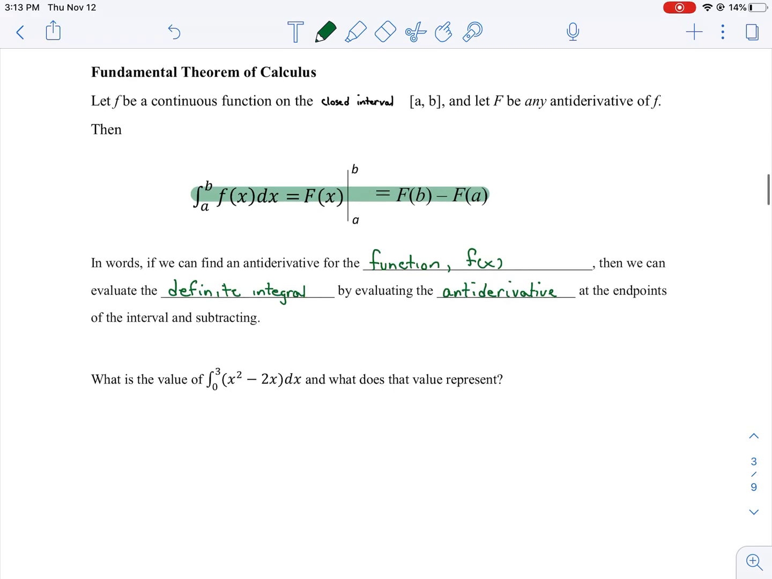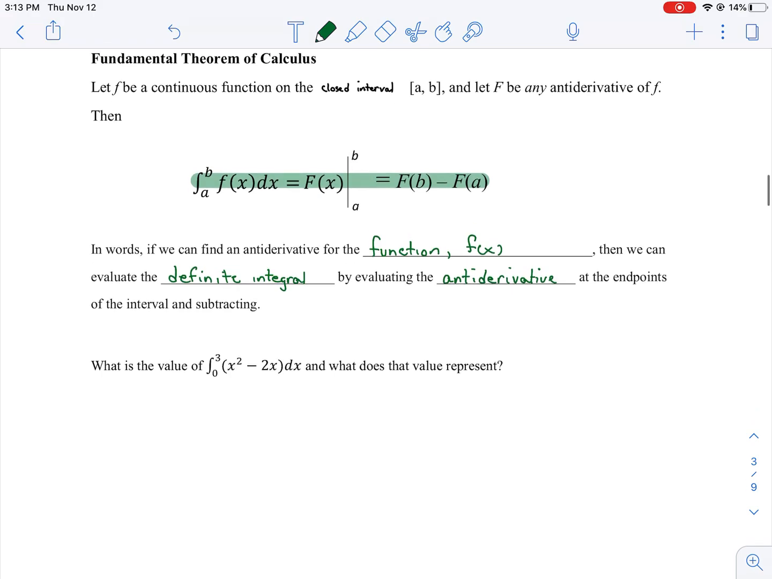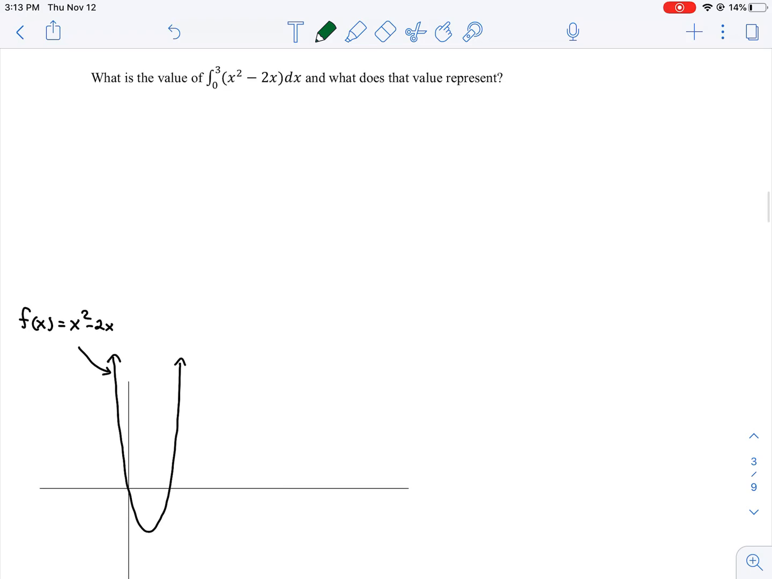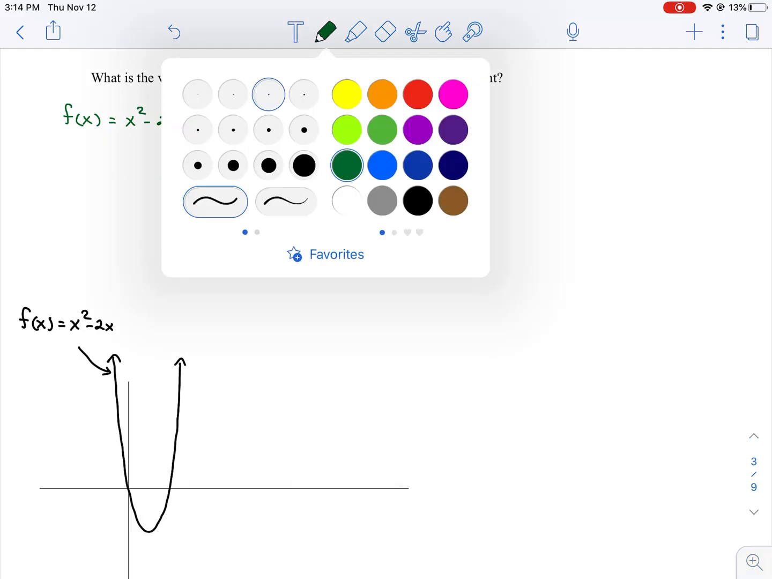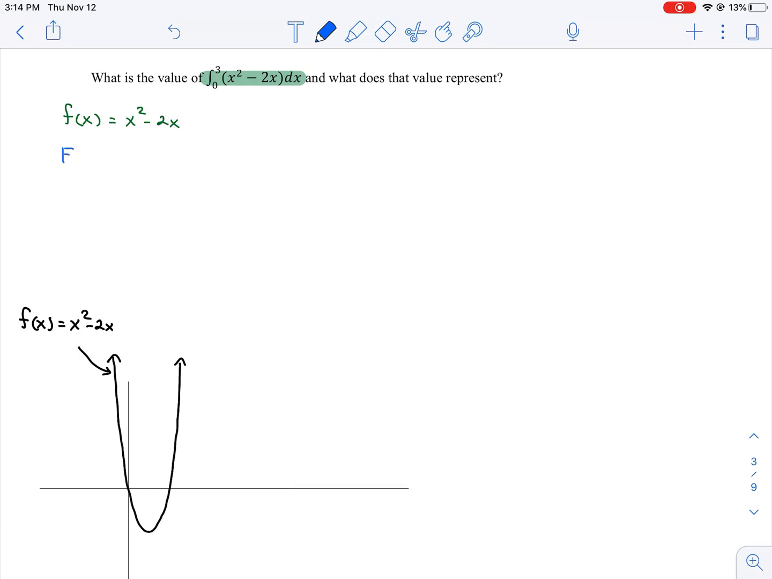All right, so let's take a look at an example. What is the value of the definite integral? And what does that value represent? All right, so what I'm going to do is label lowercase f of x as x squared minus 2x. An antiderivative of that function is x cubed divided by 3 minus x squared plus c.